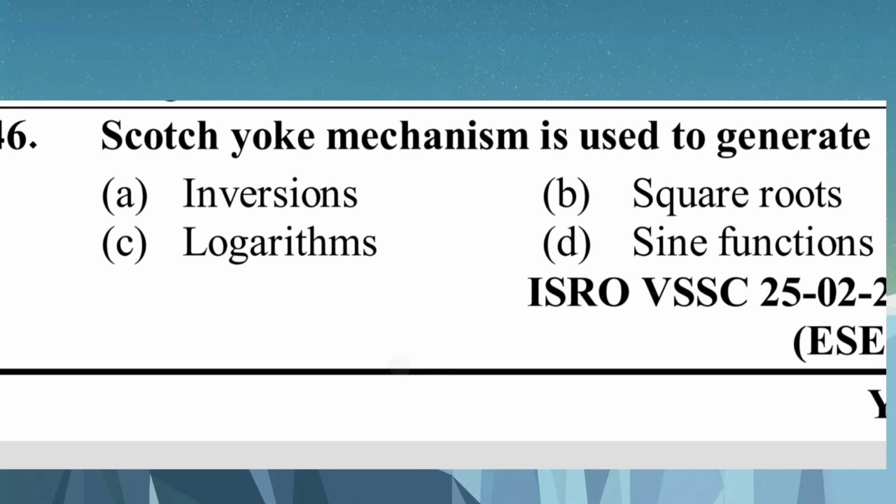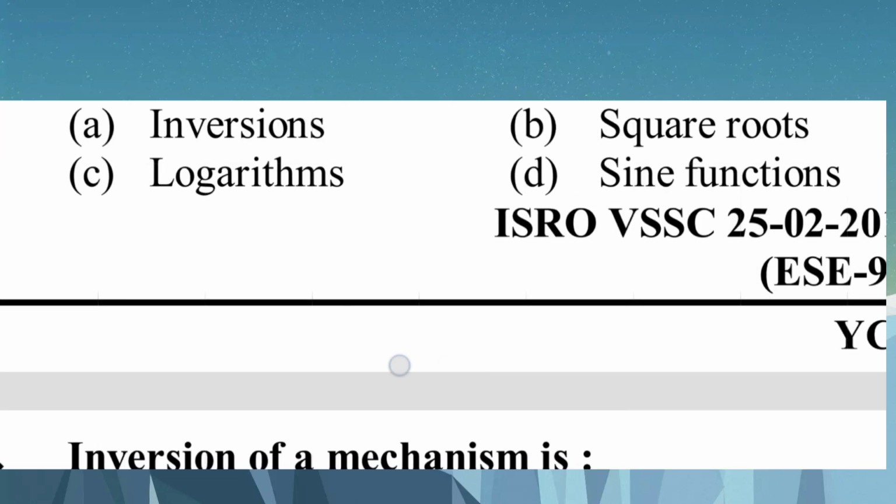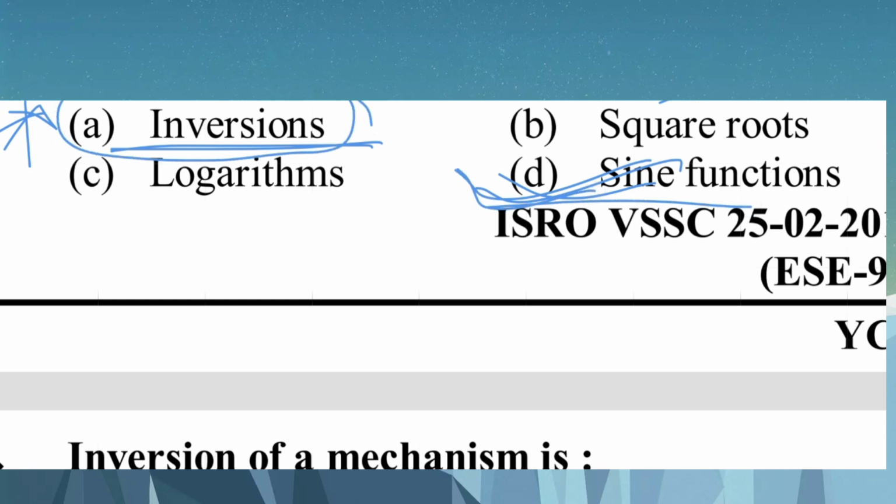Question number 46. Scotch yoke mechanism is used to generate A. Inversions, B. Square roots, C. Logarithms, D. Sine function. It is an inversion, but it generates a sine function. Note it. Option D is the right answer.